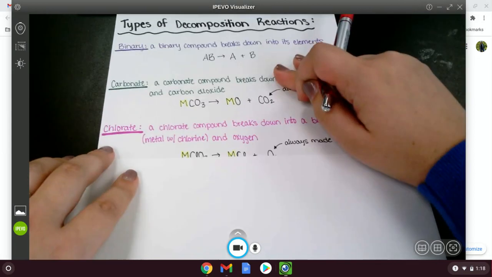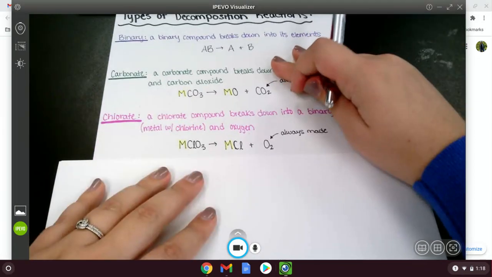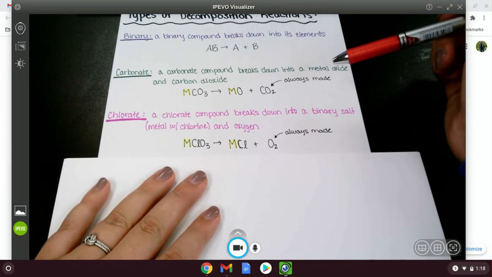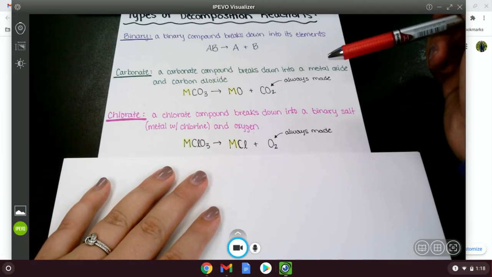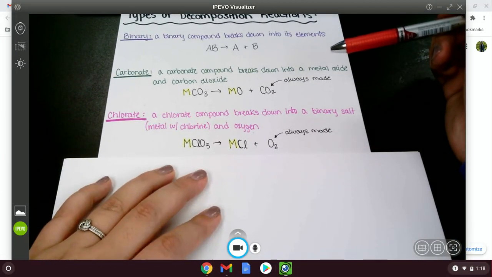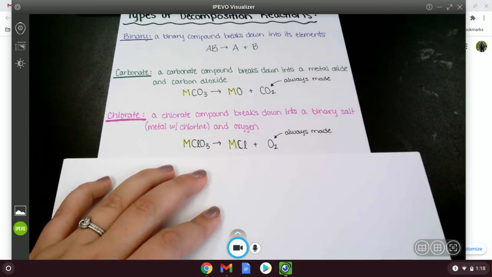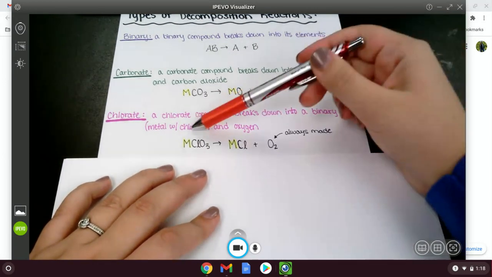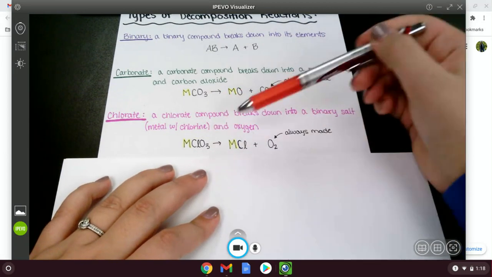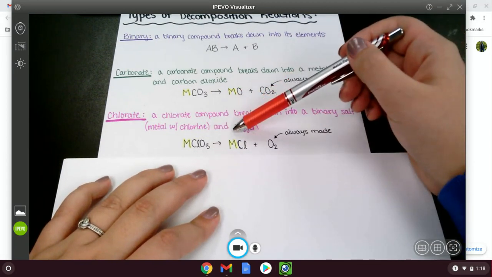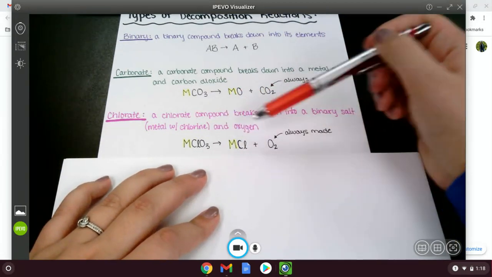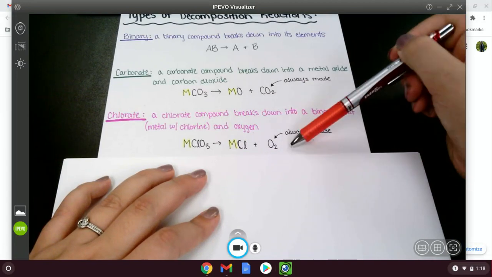Our next type is chlorates. So this is when a chlorate compound breaks down into a binary salt, which is just a super fancy way to say our metal with chlorine, and then oxygen. So again, you're going to have your metal with chlorate. It will decompose to form your metal with chlorine, and then you're always going to make oxygen.